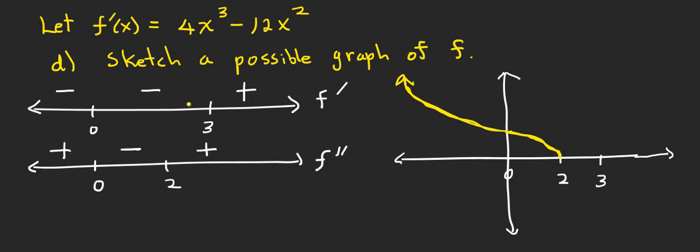Now, what's going on from 2 to 3? Decreasing and concave up. And then finally, from 3 to infinity, increasing and concave up. So this is a possible graph of f using the f prime and f double prime charts.